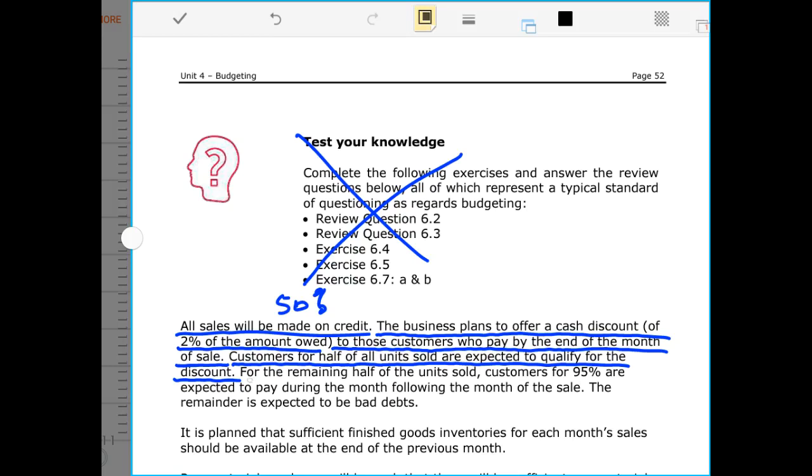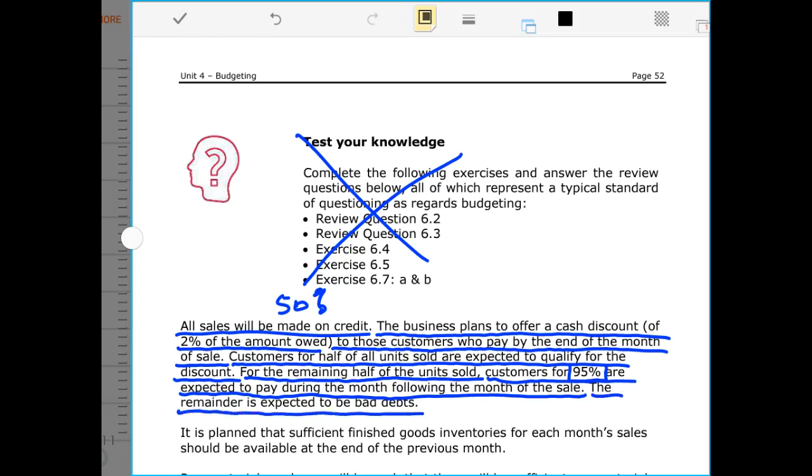And they further say that for the remaining half of the units sold, which is another 50%, customers for 95% are expected to pay during the month following the month of sales. That means the remainder, which is the other half of the units sold, will be paid in the month following the month of sales. They say only 95%, and the question is, why only 95%? It is because they say the remainder is expected to be bad debt.